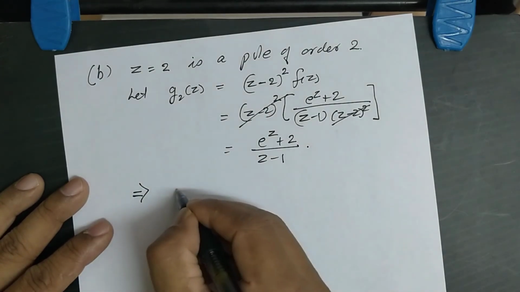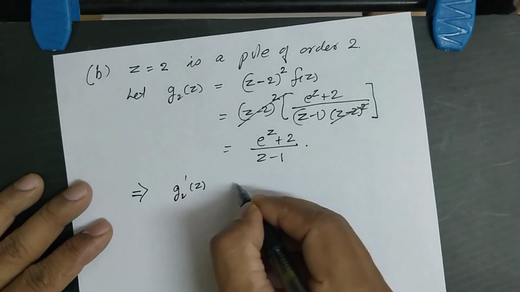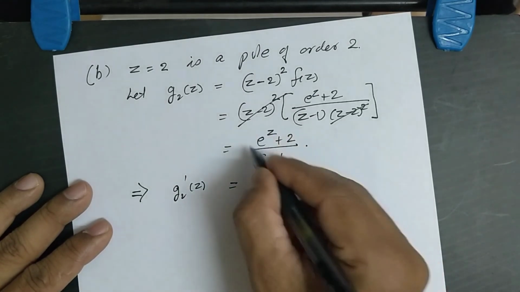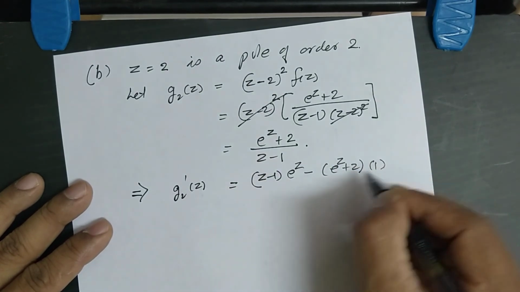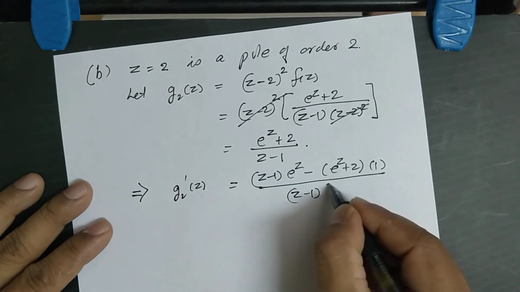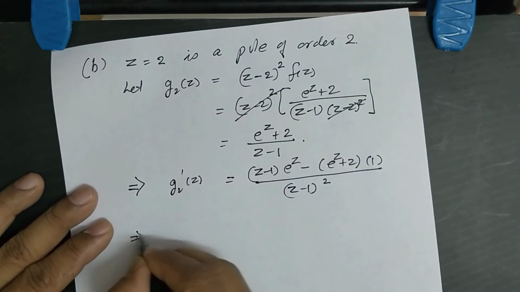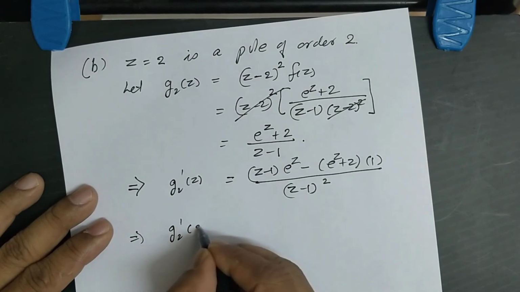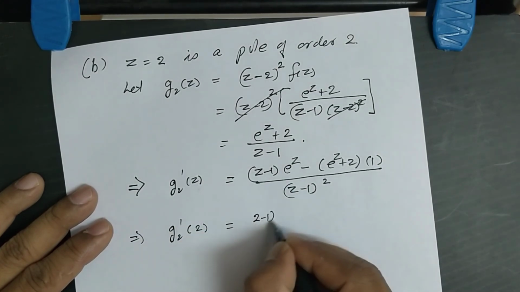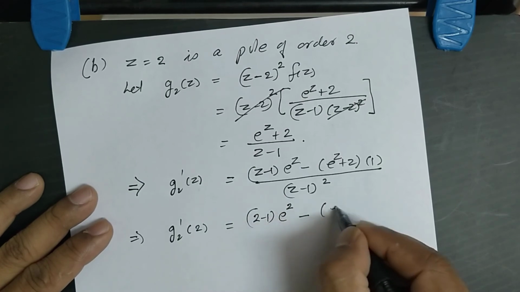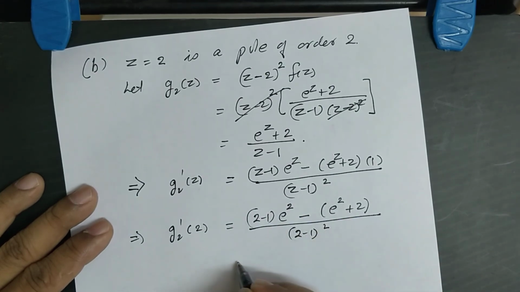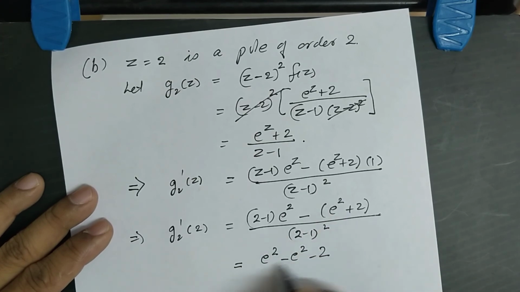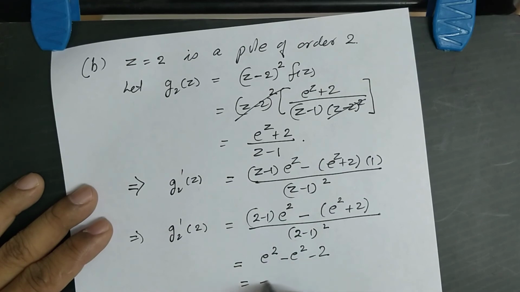I have to calculate g2 dash of z. This is equal to z minus 1 into the derivative of this minus e raised to z plus 2 into the derivative of this, divided by z minus 1 square. That's the usual quotient rule. And this means that g2 dash at 2 is equal to 2 minus 1 times e raised to 2 minus e raised to 2 plus 2, divided by 2 minus 1 square. And how much is this? e raised to 2 minus e raised to 2 minus 2 divided by 1 square. So I'm left with just this.